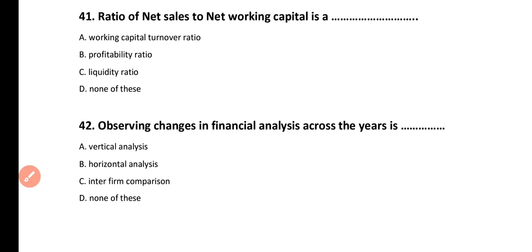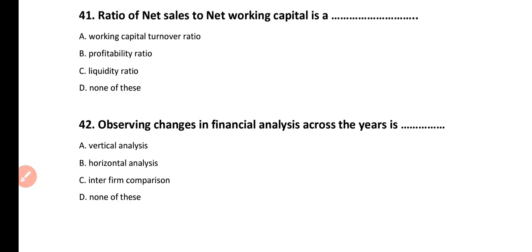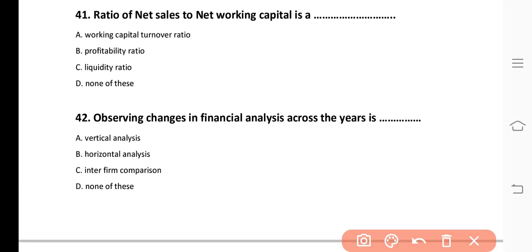MCQ number 41. The ratio of net sales to net working capital is: working capital turnover ratio, profitability ratio, liquidity ratio. The correct option is option A, working capital turnover ratio. It is known as working capital turnover ratio.